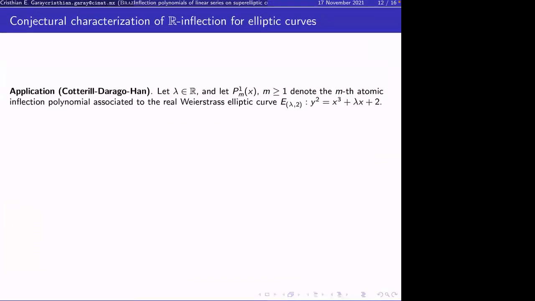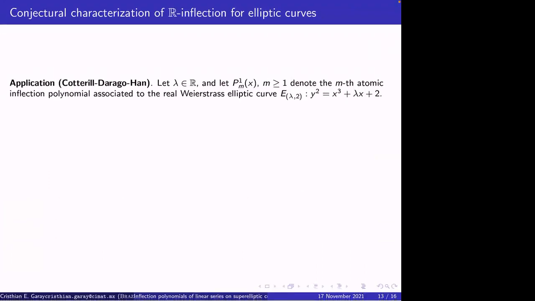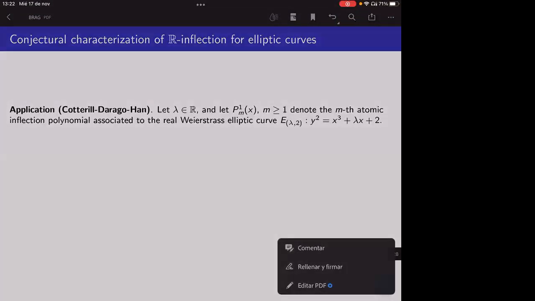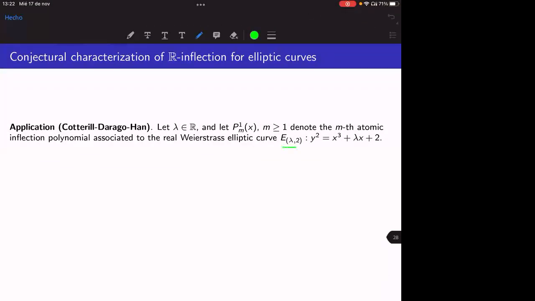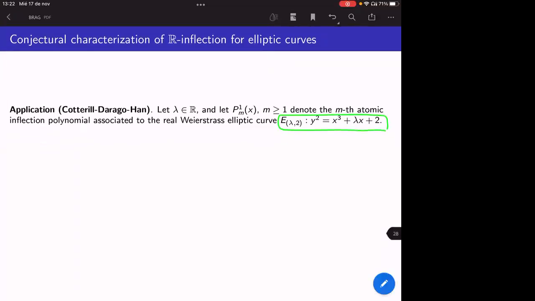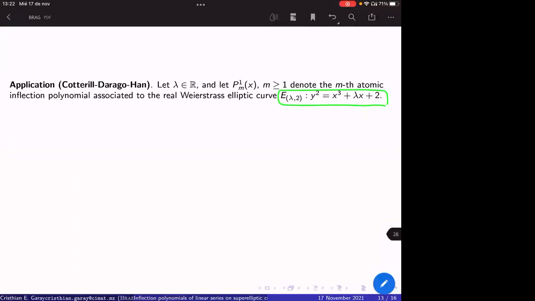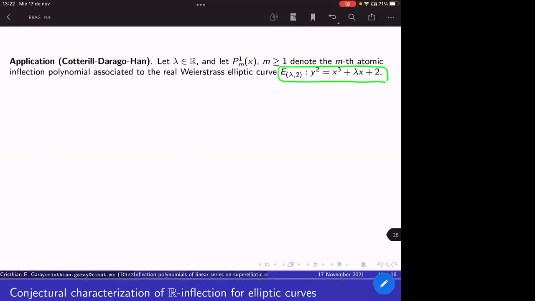So first, let me tell you about a result from Ethan, Ignacio, and Changho. They have studied this particular case for the reals, and they pick this particular expression for a Weierstrass equation, which is this one, right? So you take a Weierstrass equation and specialize one of the parameters, you let vary the other, and this gives you a pencil, this gives you a family of elliptic curves. And the question is how the inflection of this linear series moves along this family.